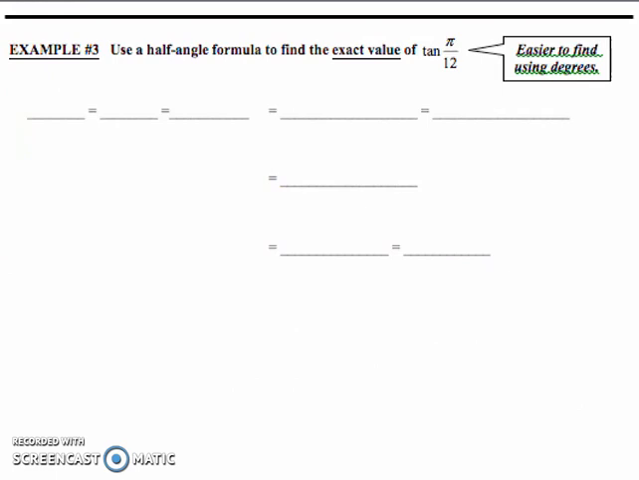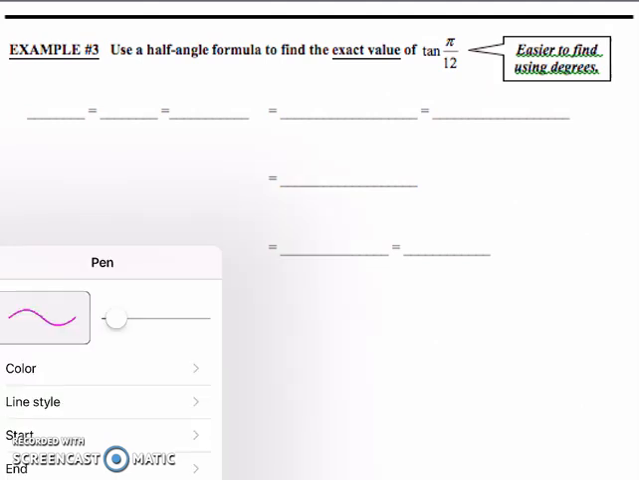All right, moving on to the next example, we're going to use a half-angle formula to find the exact value of tangent of pi over 12. And again, I think that this is easier to find using degrees. So we could take pi over 12, multiply by 180 over pi, but if pi over 6 is 30 degrees, then hopefully it makes sense to you that pi over 12 would be equivalent to 15 degrees.